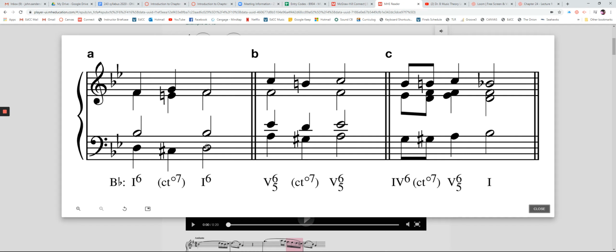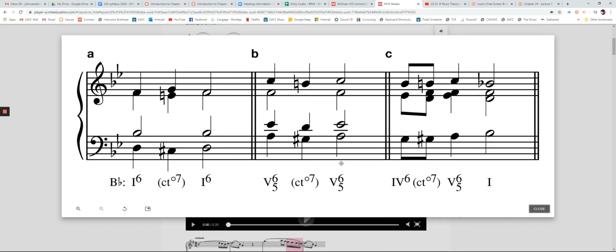Re, mi, fi, sol, la, sol, and do is a common tone. That's why it's called common tone diminished, because the do is a common tone. The root of the chord that you're embellishing is a common tone.